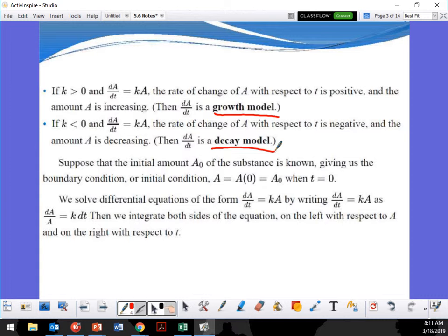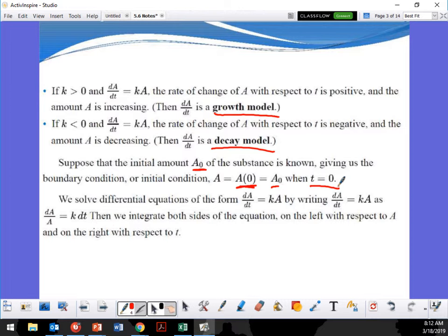Okay. Suppose the initial amount, A sub naught, this is A sub naught, the initial amount. Initial amount of the substance known, given us the boundary condition, initial A is equal to A of 0, or A sub naught when t is 0. Initial amount, starting amount, when time is 0. That's really important to understand. So if it's your initial amount, that means time is 0. So no time has elapsed, you have your starting amount. Okay?